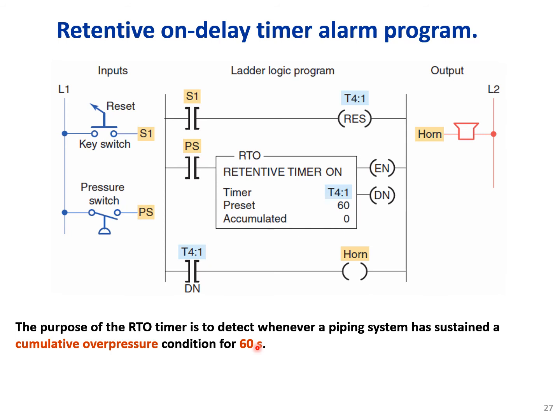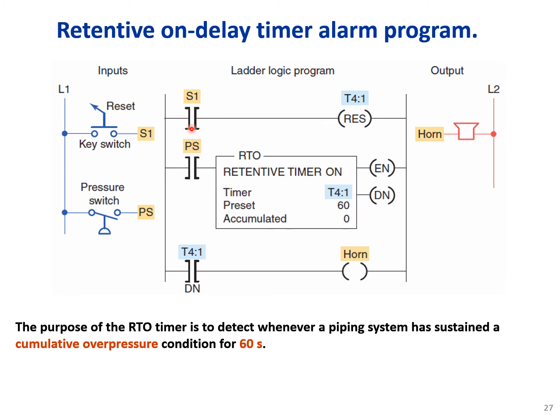So we don't want to hang this horn every time the pressure goes above the preset value. We want to hang this horn when the pressure goes above the preset value for 60 seconds, not consecutively, but accumulatively.